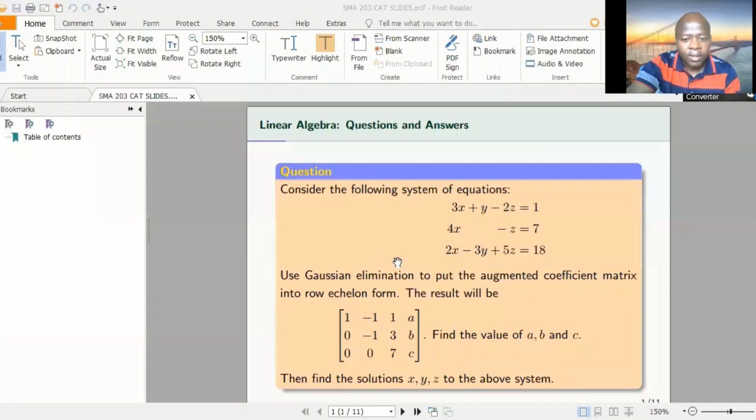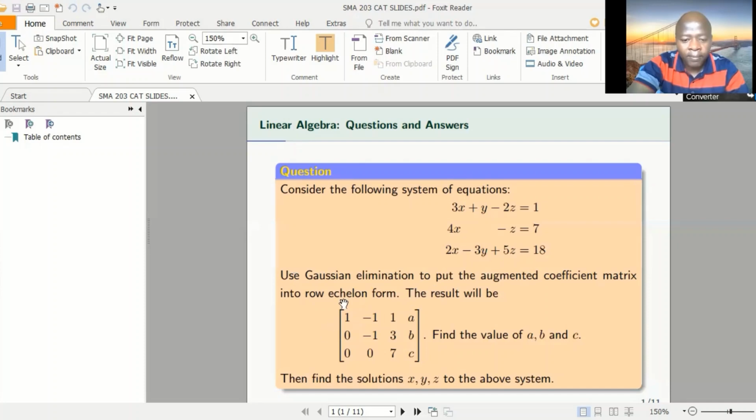Let us start with this first question. This question says, consider the following system of equations. So the system of equations has been given to us. 3x plus y minus 2z is 7. 2x minus 3y plus 5z is 18. And then it says to use Gauss-Jordan elimination to put the augmented coefficient matrix in row echelon form.